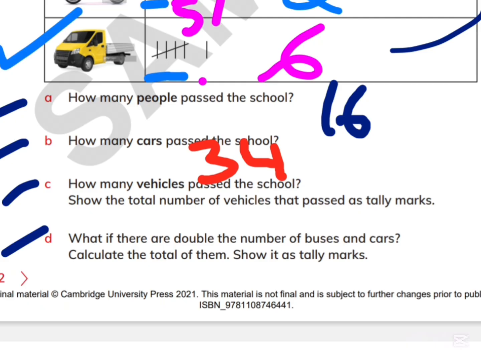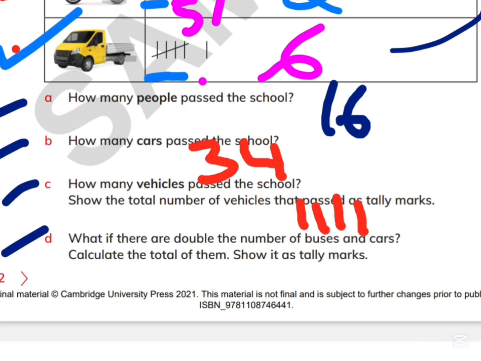This one is going by walk, so he is not using a vehicle. Which vehicles are being used? Car, bus, scooter and this. So how many vehicles are there? 1, 2, 3, 4. Okay, we have to write in tally marks, not in numbers. 1, 2, 3, 4. Okay, now what if there are double the number of buses and cars? If the number of cars and buses doubles, calculate the total of them using tally marks.